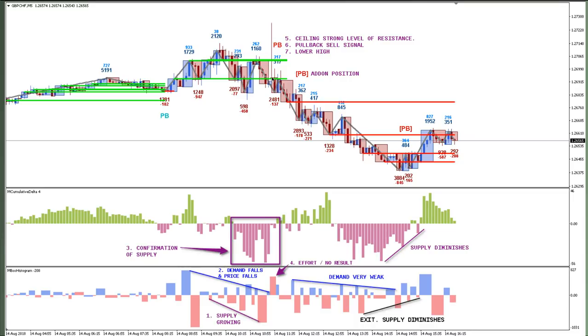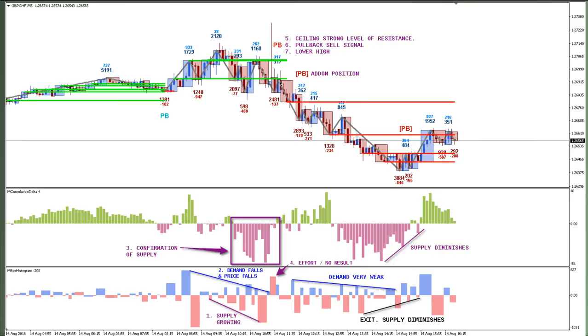That's beautiful. This is turning into an absolutely gorgeous setup. We hit here, and this is our first pullback. The ceiling acts as a strong level of resistance. We found the top here. Another ceiling line acts as level resistance. We've got a lower high from here to here to here. That's the second lower high.